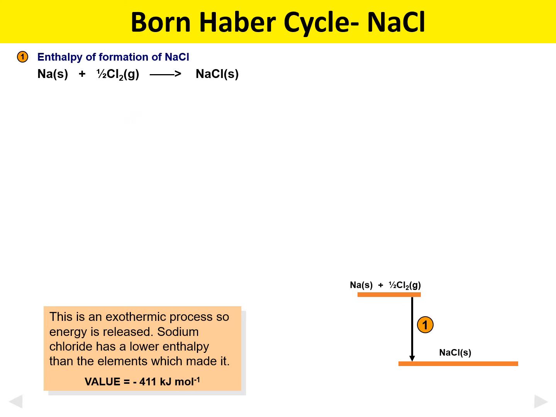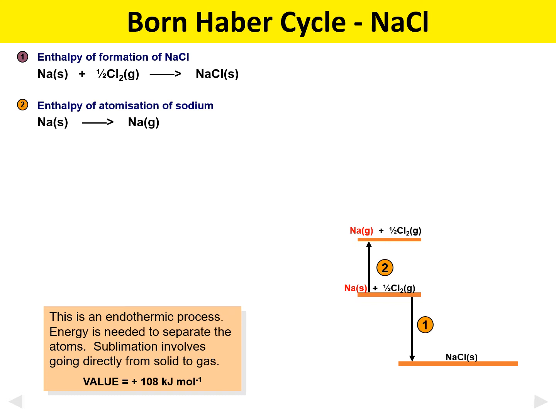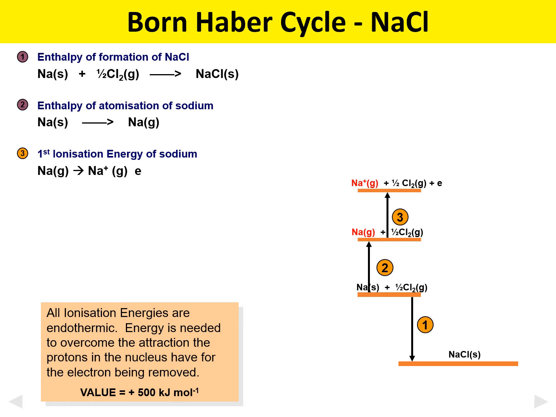The first line we draw is for the elements in their standard states. The first arrow goes down. It represents an exothermic process, which is the enthalpy of formation of sodium chloride. What we're going to do now is go in an alternative route to make sodium chloride. The first thing we are going to do is take our sodium and atomize it. This is an endothermic process, so the arrow is pointing up. After we atomize our sodium, we are going to ionize it, and again the arrow is pointing up because this is an endothermic process. Now let's look at chlorine.